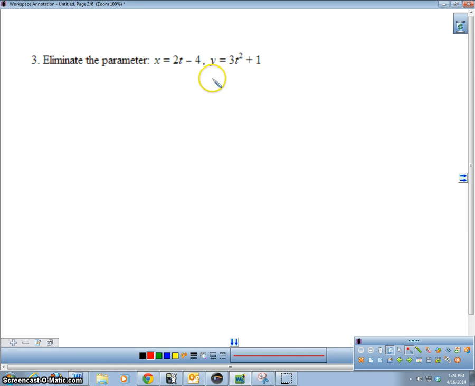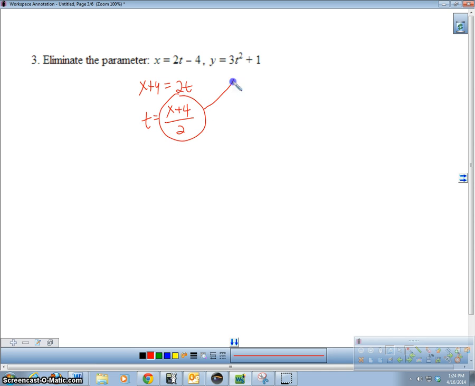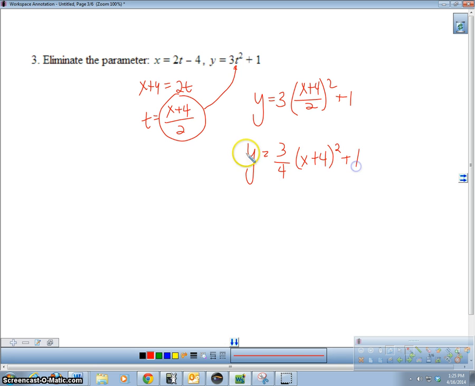Eliminate the parameter. For eliminating the parameter, I suggest you eliminate the one that has the non-square in it, the non-power, and then plug it into the other one. So here I'm going to add 4, and then divide by 2, and solve for t. And then I'm going to take this and plug it in here. And I'm going to get y equals ((3x plus 4) over 2) squared plus 1. And I'm going to bring the 2 out here as a 4. So (3/4 x plus 4) squared plus 1. And this will be my answer.